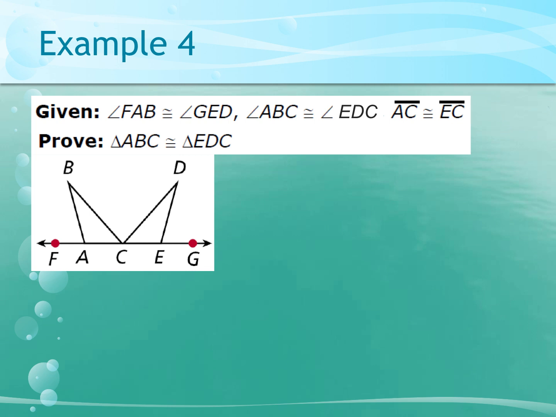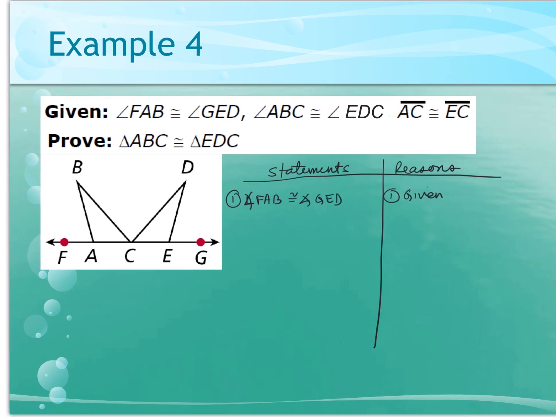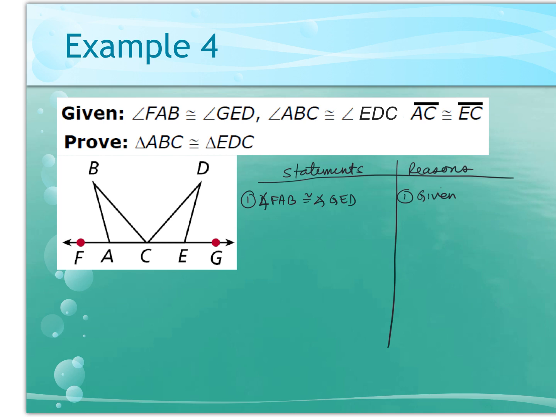I'm going to come and try this proof. Hopefully this one's not as bad as the one that we're going to do next. I haven't done this one yet. But here we have our statements, and here we have our reasons. So I'm going to take my time here, and I'm going to try to figure this one out. First, I'm going to start with angle FAB is congruent to angle GED. Now, I know this is given. Now I'm actually going to look at my graph and try to figure out what they're talking about there, right? So I've got FAB, that's this angle out here, is equal to GED. That's this angle out here, okay?